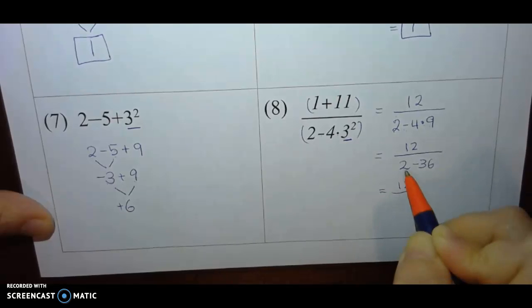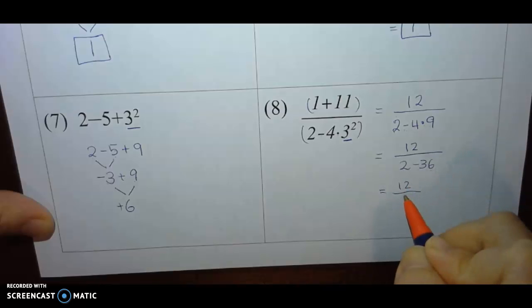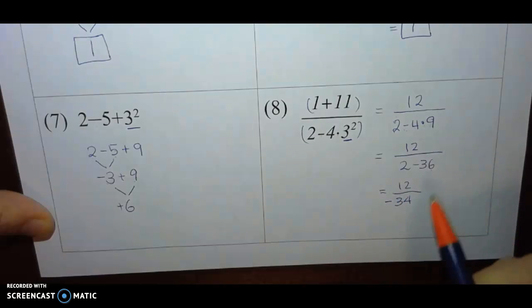12 over, what's 2 minus 36? Because we're adding two numbers with opposite signs, we're finding the difference. 36 minus 2, that's going to be 34. And which is the bigger number? It's the negative. Okay, so the final answer is 12 over negative 34.